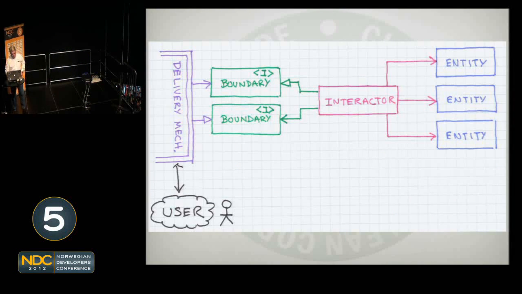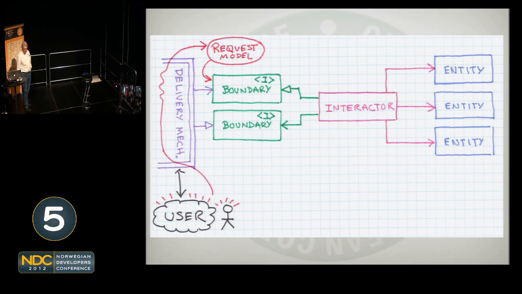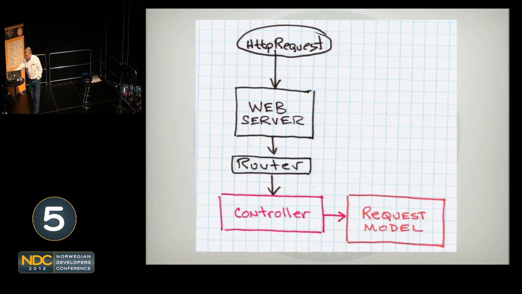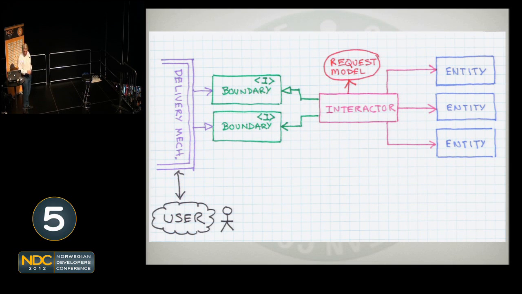Here's how this works. Some user talks to the delivery mechanism. I don't care what that delivery mechanism is. It might be the web, might be a console, might be web services, SOAP. The user does something to the delivery mechanism. I don't care what. Let's say it's the web. Eventually, a controller gets invoked. Model view controller, still working here. The job of the controller is to unpack the web request and create the request model data structure. Then it passes that request model through an interface, through that boundary interface into the interactor.